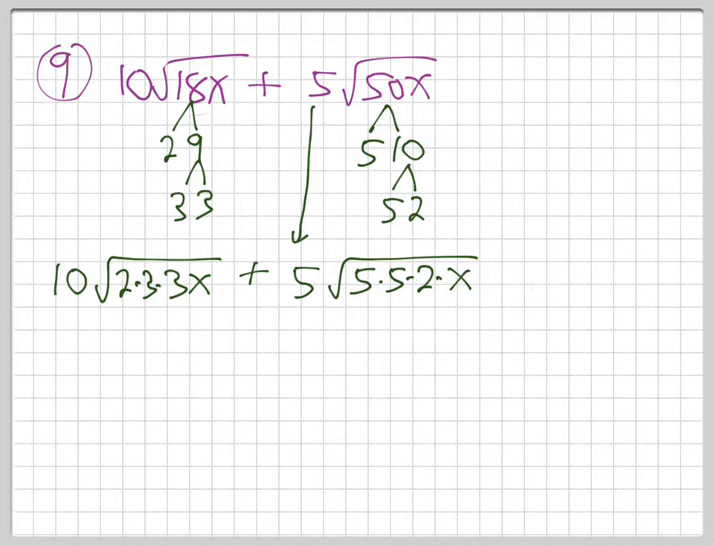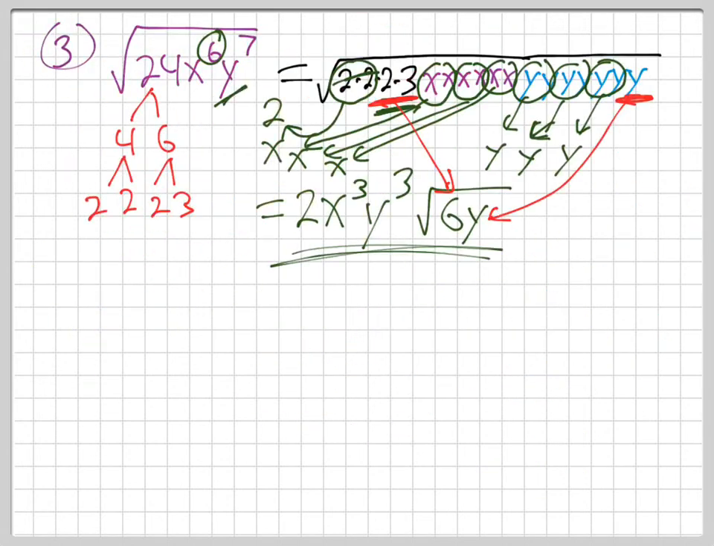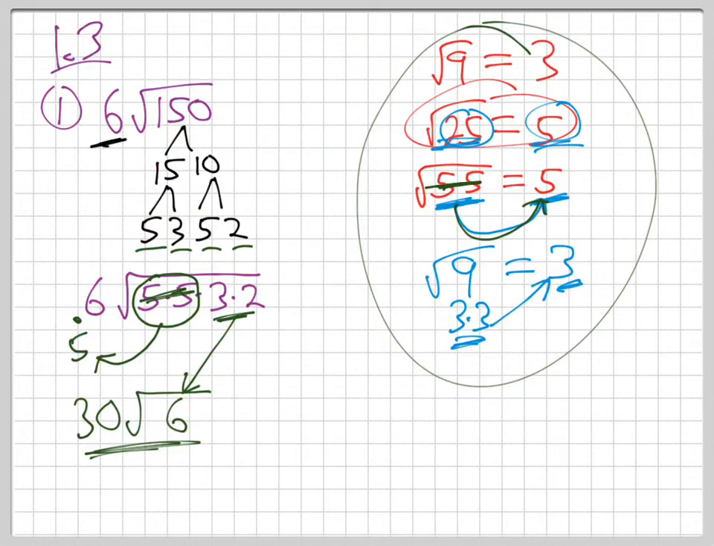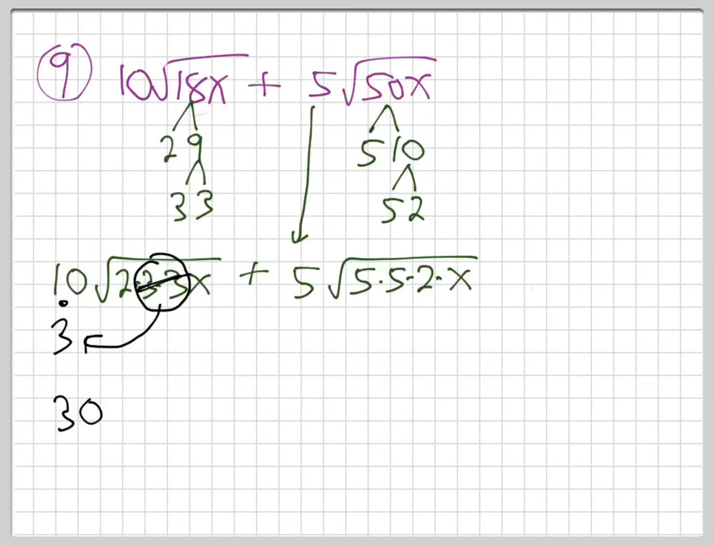So 2 3's in, 1 3 out, and they're gone. What's that 3 going to do when it comes to the outside? It's going to multiply what's already out there. So it'll be 30. That's what we did way back in the beginning, back here on number 1. Remember? We had that 6 already out there, and it came out and multiplied what was already out there. So 30. What's left inside the root? The 2 and the x.